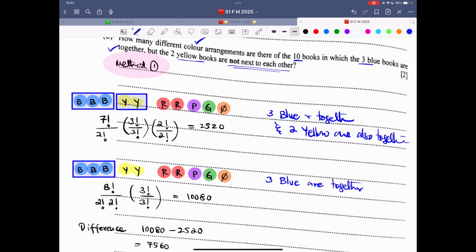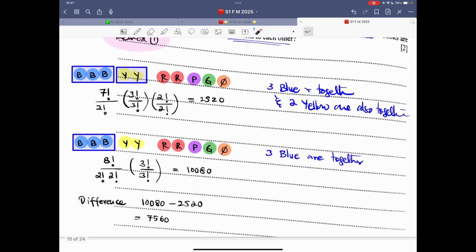So now look at the working. What have I done? When 3 blues are together, 1, 2, 3, 4, 5, 6, 7 plus this box, that is 8 factorial, divided by 2 factorial for the yellows and 2 factorial for the reds. This is happening inside the box. That is 3 factorial over 3 factorial, which is 1. So this is the answer that you get.